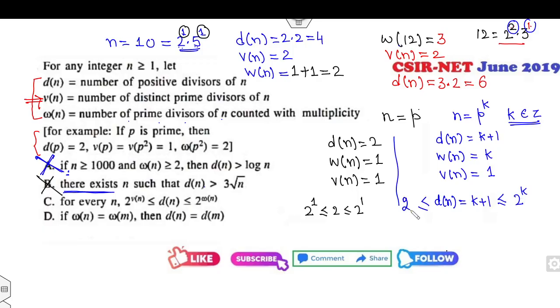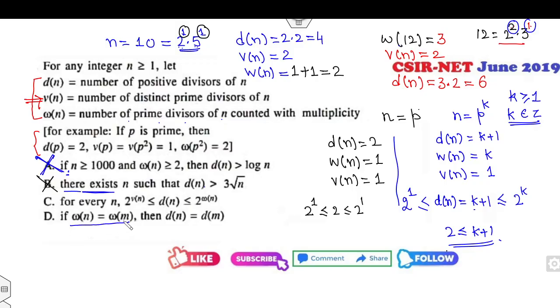Does it also satisfy 2 raised to the power 1? Yes, because 2 is less than k plus 1. Definitely, because k is an integer, that means k must be greater than or equal to 1. So this equation is satisfied for all k. Otherwise, you can skip this option. We will see whether the third option is right or wrong. Is the fourth option correct or wrong?